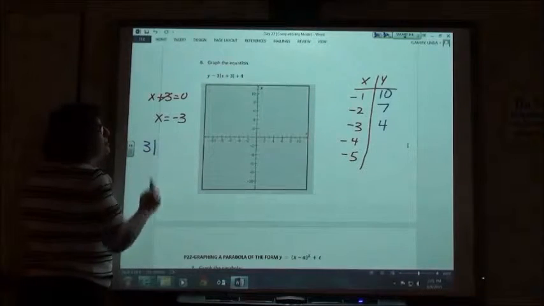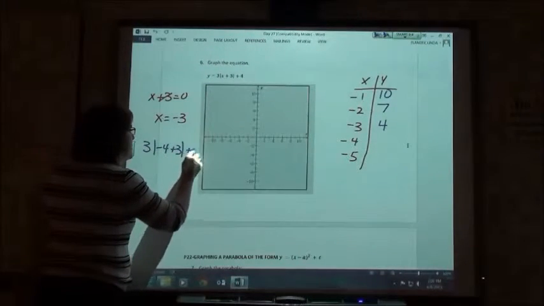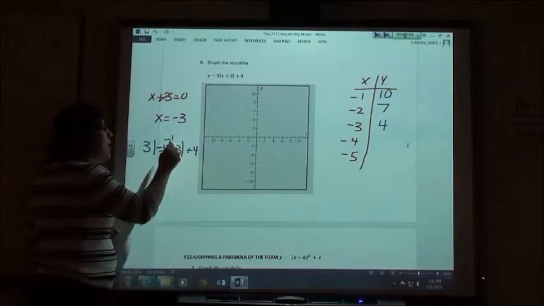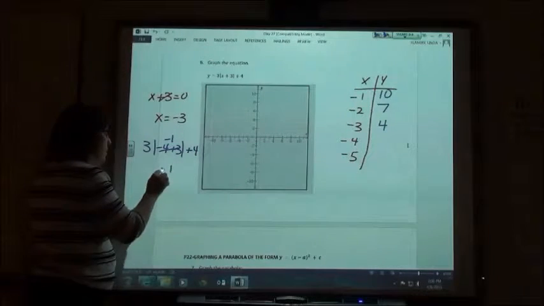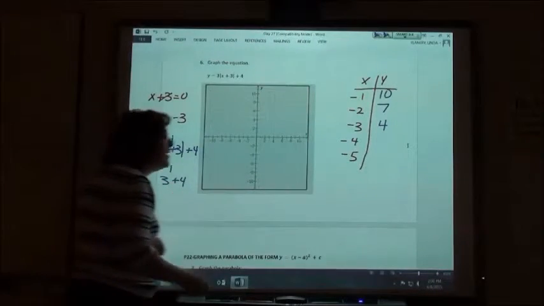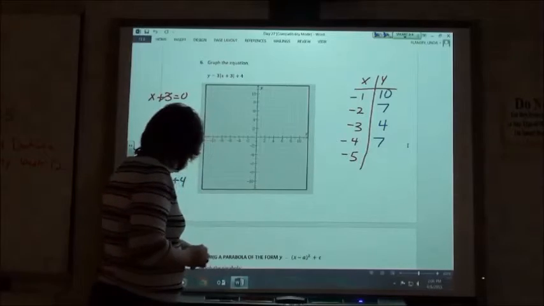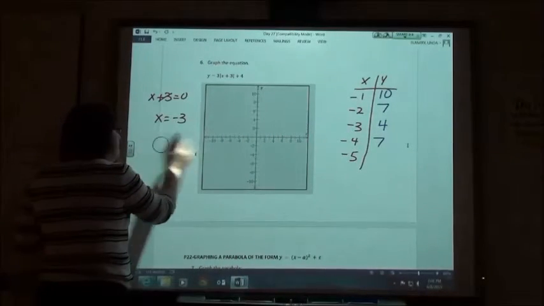3 times the absolute value of negative 4 plus 3, plus 4. Negative 4 plus 3 is negative 1, but the absolute value of negative 1 is 1. 1 times the 3 in front is 3. 3 plus the 4 on the end, going to give me 7. That number and that number match up like it should. One last one for this problem.